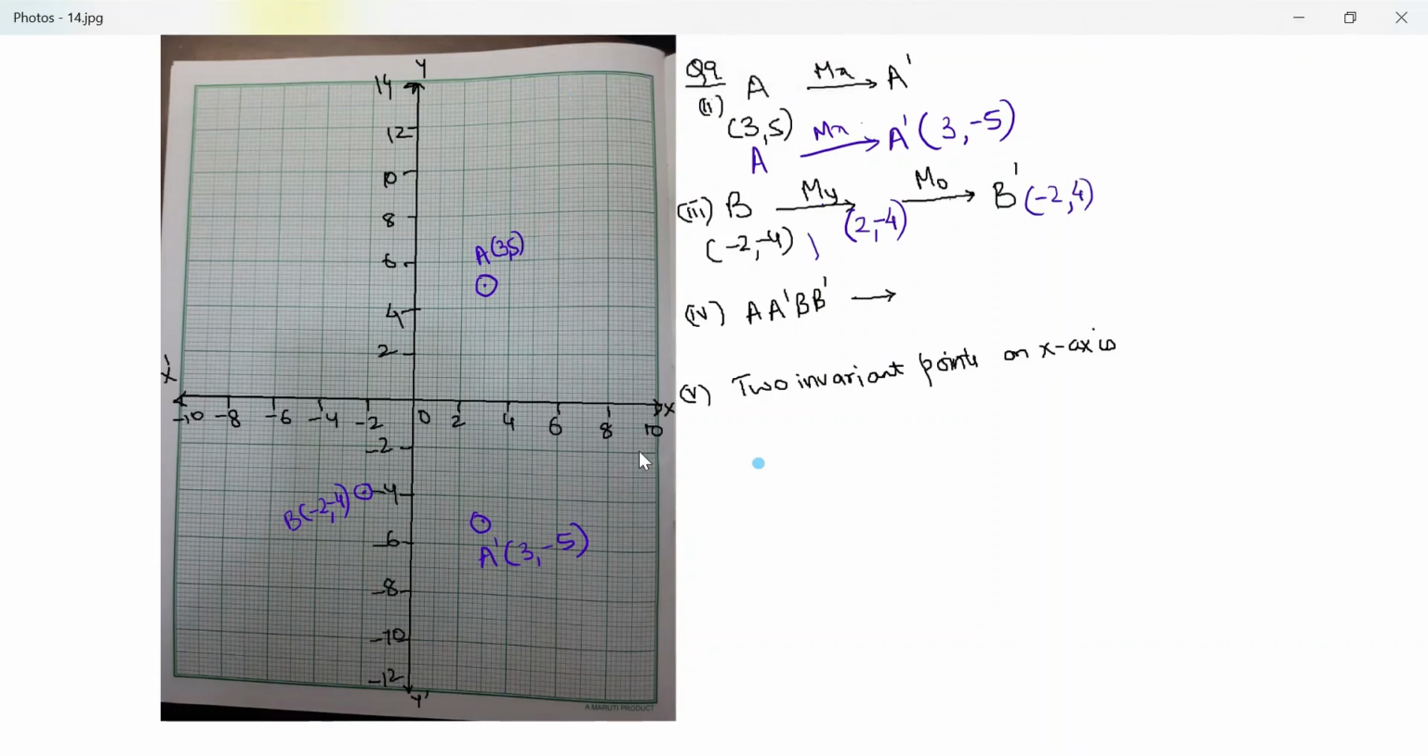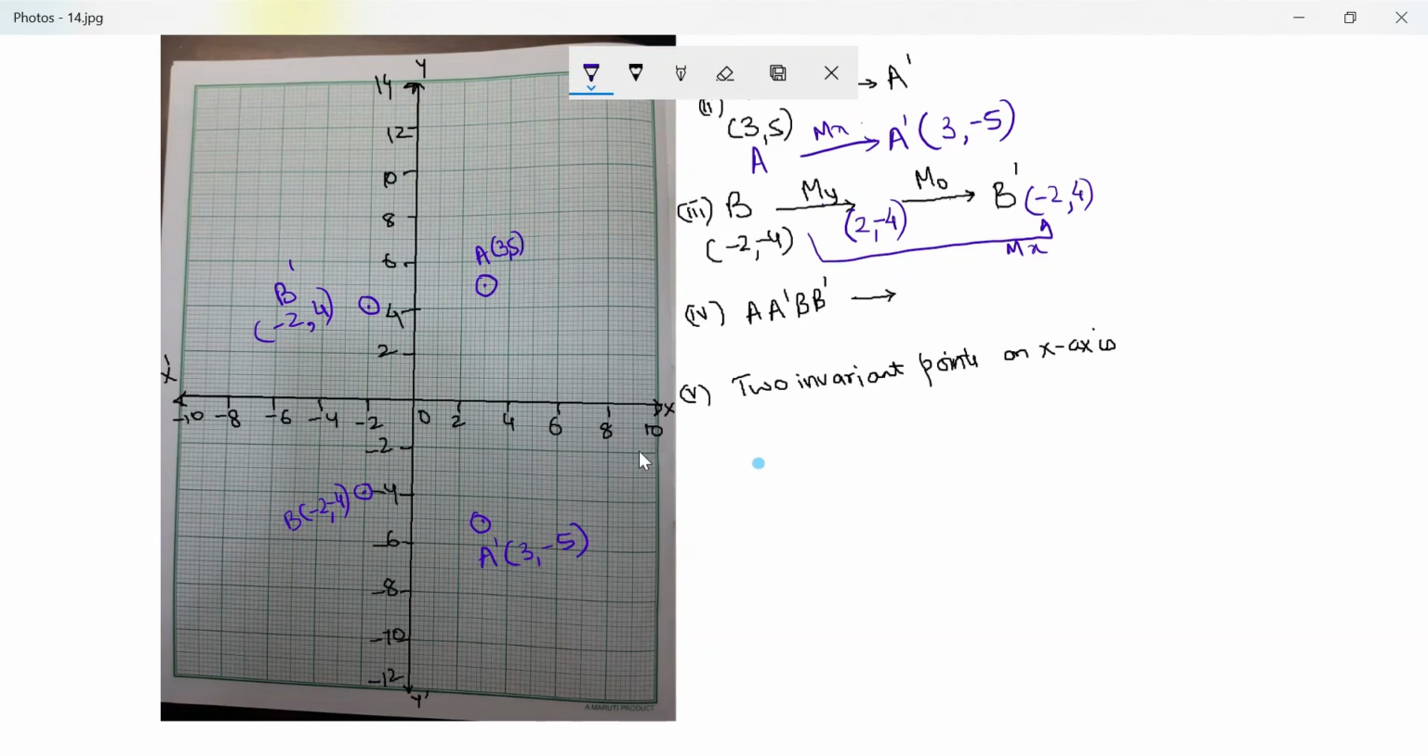Had I looked at a single transformation, My followed by Mo is basically Mx, which means only the sign of the y coordinate is changing. So this is becoming -2, 4. So this is -2, 4. That's why it's important to read the question carefully. This is -2, 4. Next, this is also done. Write down the coordinates. Done.